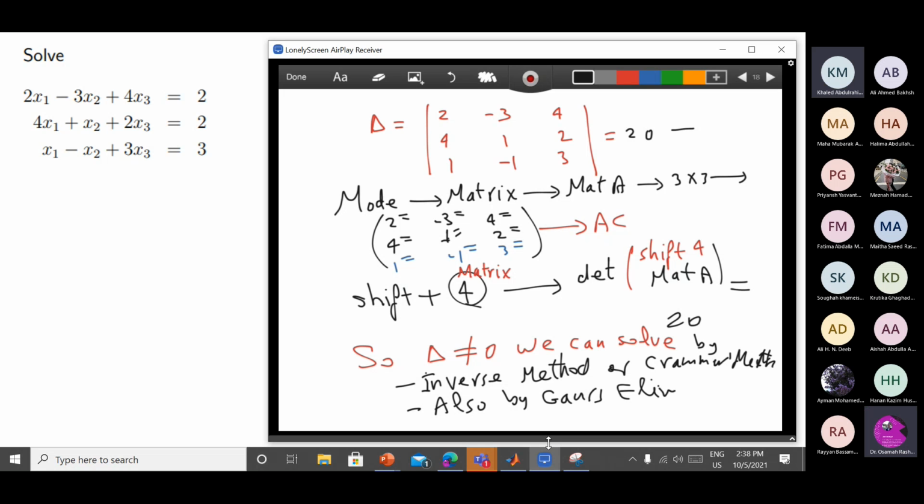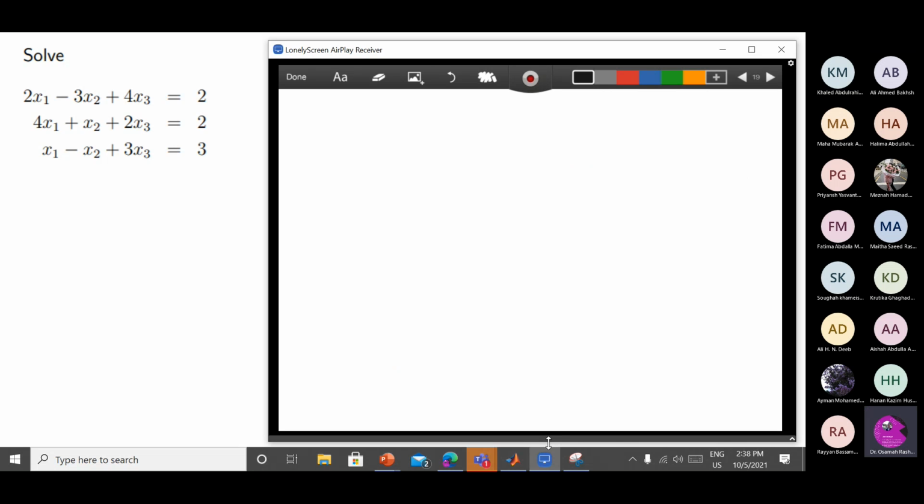Doctor, can you solve it by inverse method, please? Yes, yes, I will do it. Don't worry. Thank you. You're most welcome. Let's go for solving this one using the inverse method.